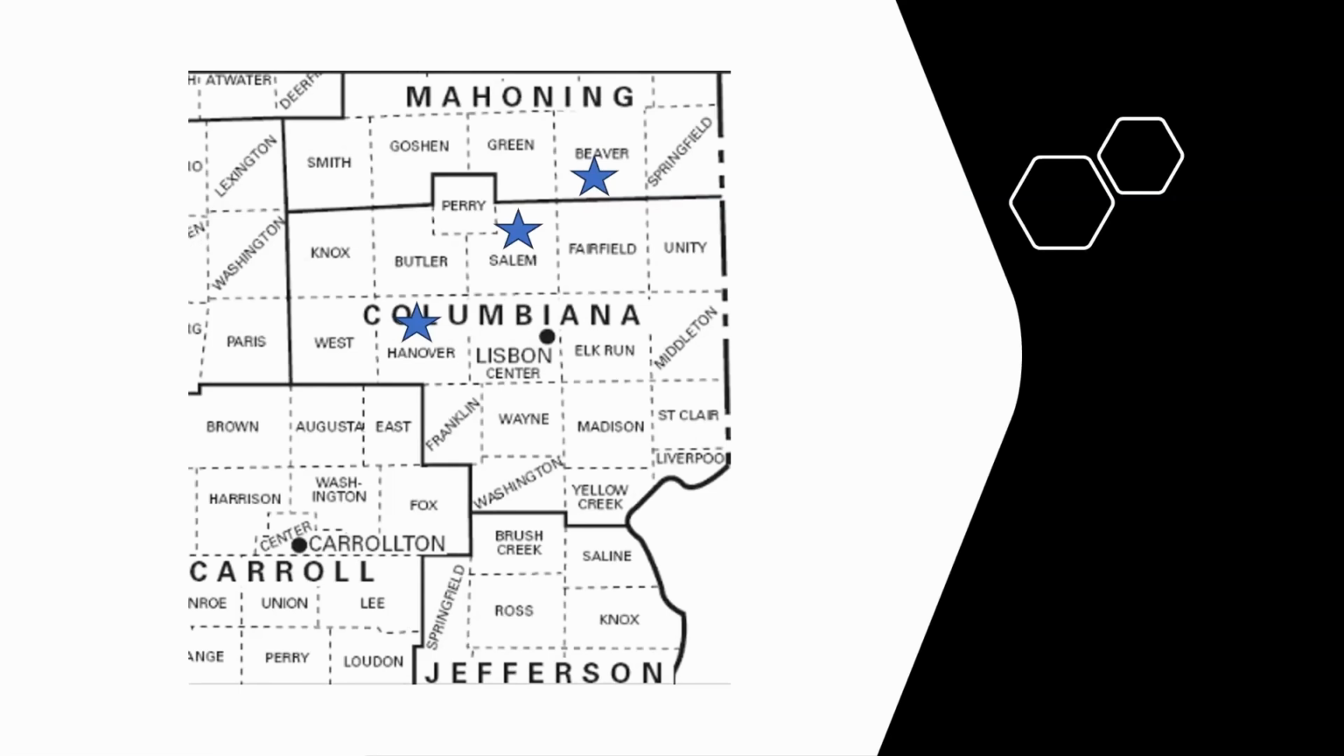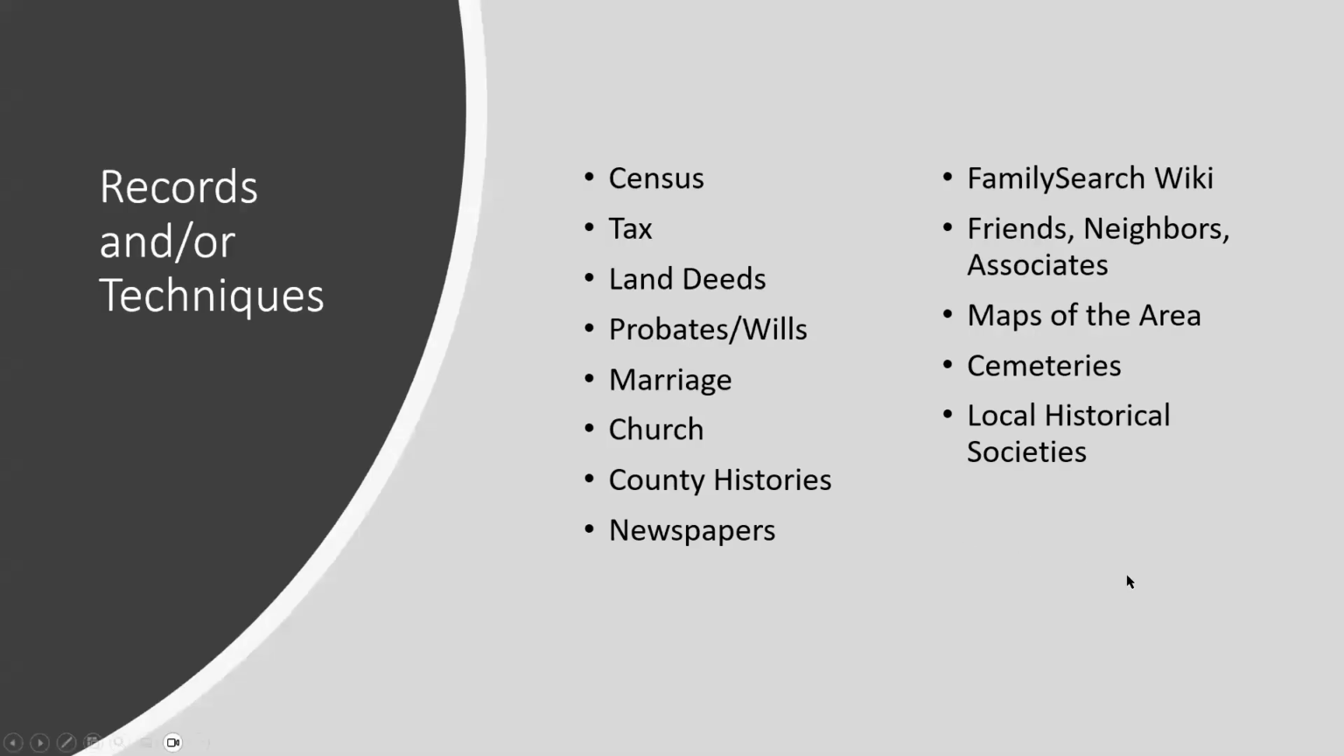So we were really trying to figure out who these individuals were. In order to solve it, we used a lot of different things, from the census records to the tax records, land deeds, probates and wills, marriages, church records, county histories, newspapers. Family Search Wiki is something you can use today, which is why I put it on there, but it was not existent. We did not have the internet back then. We were using the local locality guides that have been put together. We looked at their friends, we looked at neighbors and associates.